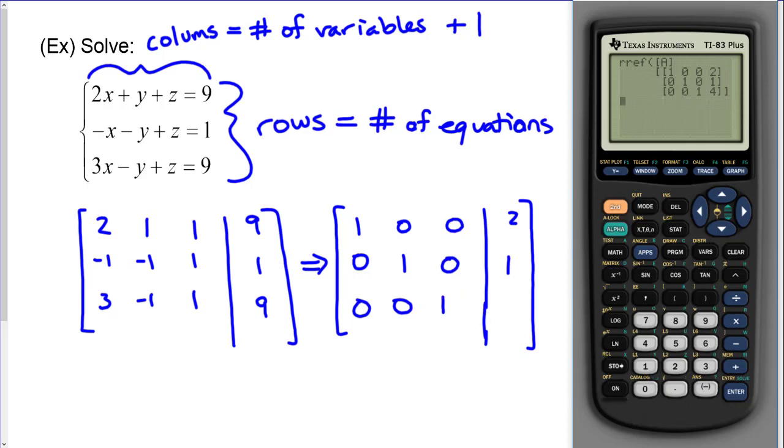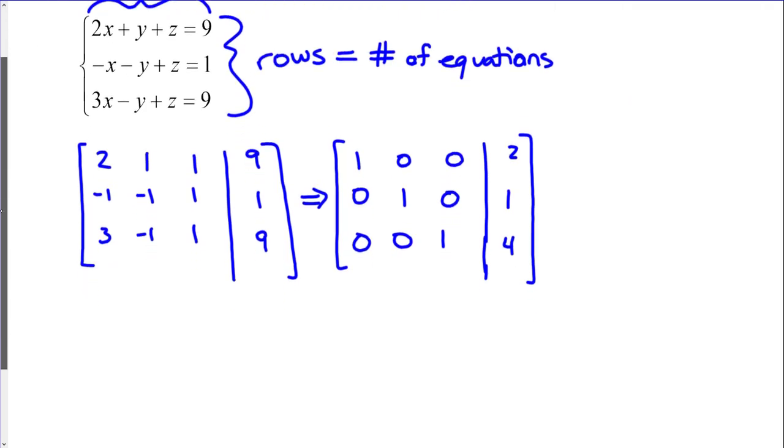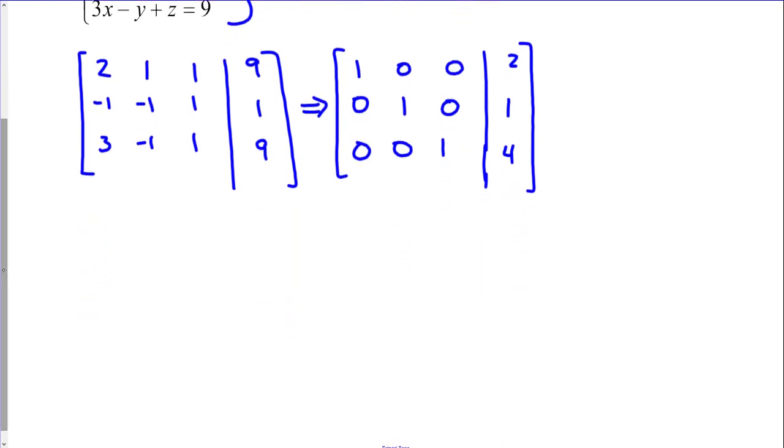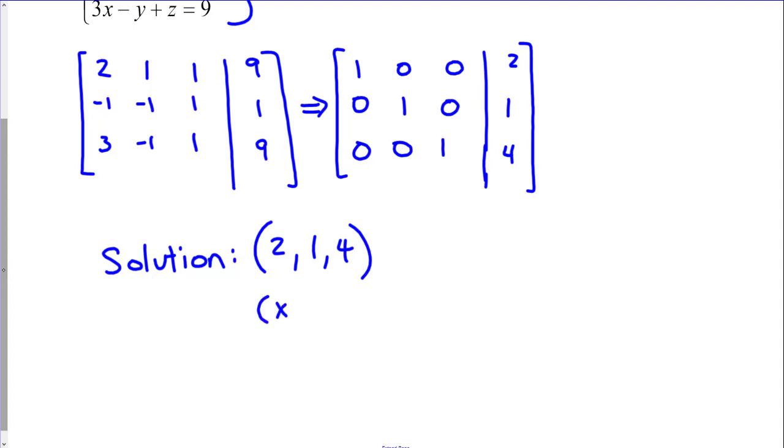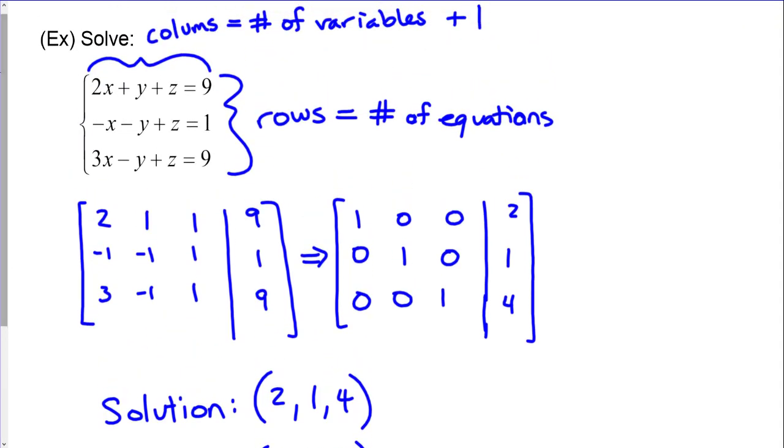This is telling me what my solution is. Since I have the main diagonal as all equal to 1 and everything else in the part of the matrix that doesn't include the constants is 0, then I know my solution is the coordinate 2, 1, 4. This is the x, y, and z coordinate triple that solves my original system simultaneously.